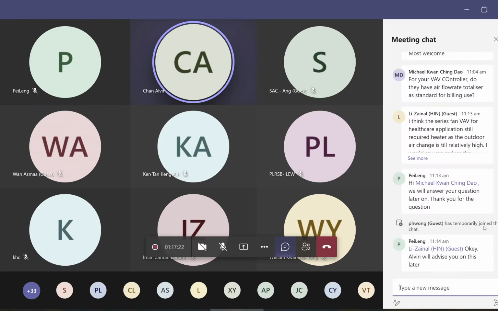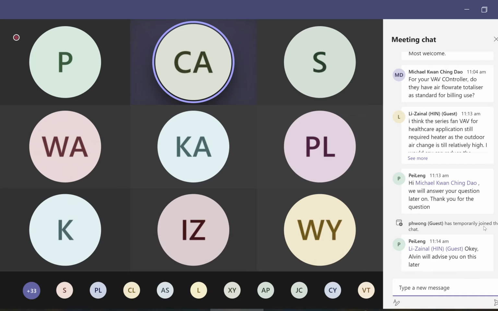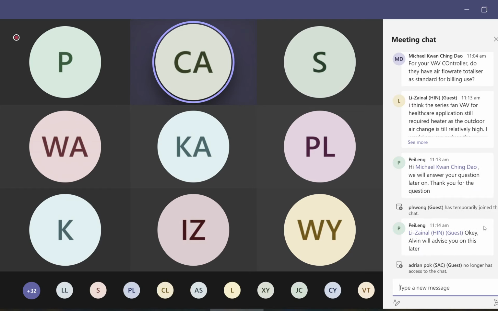BELIMO's fan optimizer is 1 unit of fan optimizer to 8 units of VAV. But if there are more VAV units, then more fan optimizers can be used, and the fan optimizer output of the first one can be linked to the second, and the second can be linked to the third, and so on. And the last one will be linked to the fan. So that's how it will be used in a project.